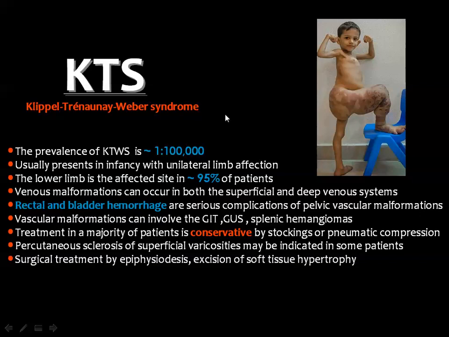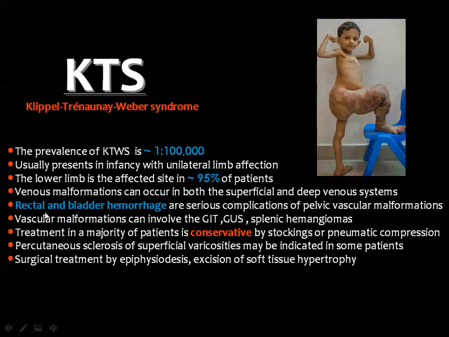Klippel-Trenaunay-Weber syndrome is one of these vascular syndromes. It is the incidence, as you can see here, and it usually presents in infancy and is unilateral in most of the cases, may affect the upper limb, of course, and may affect the lower limb. The lower limb is affected in about 95% of the cases. And there is a significant enlargement of the affected limb, and there may be skin pigmentations, as you can see here. And if you have imaging, you will see some vascular abnormalities, as I will show to you.